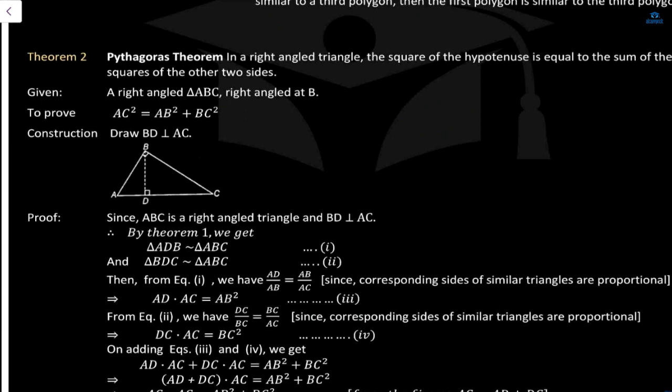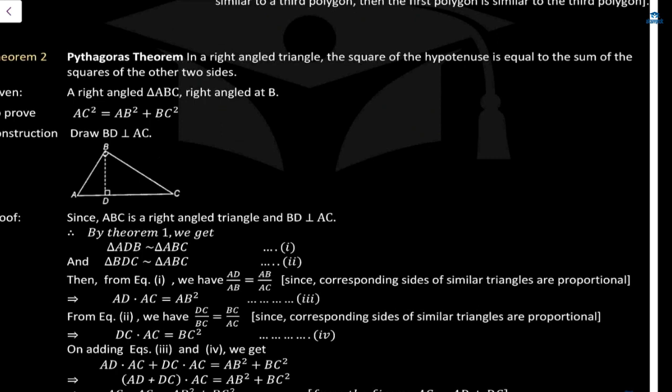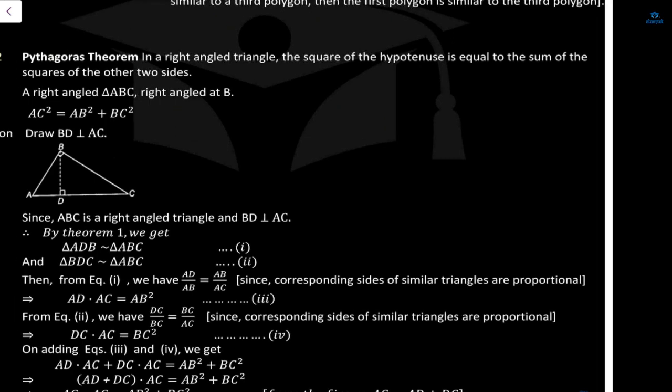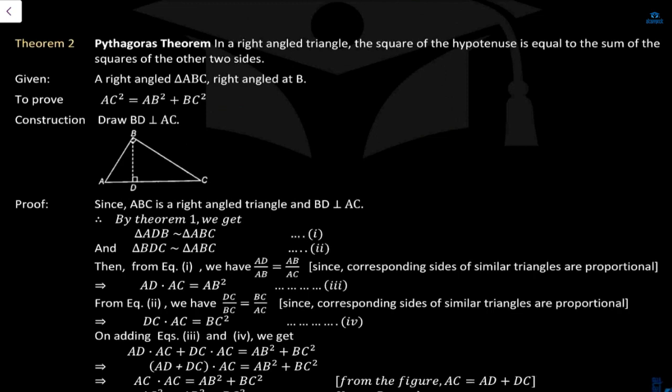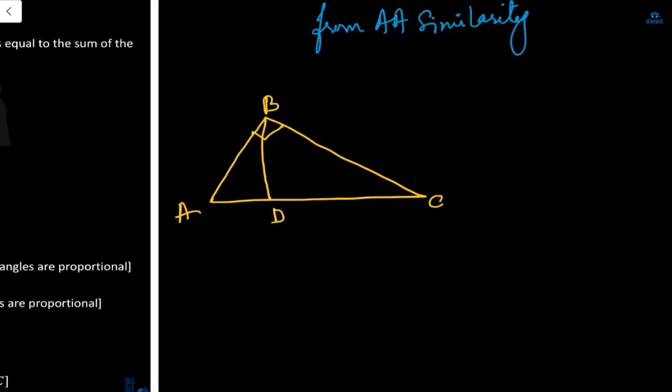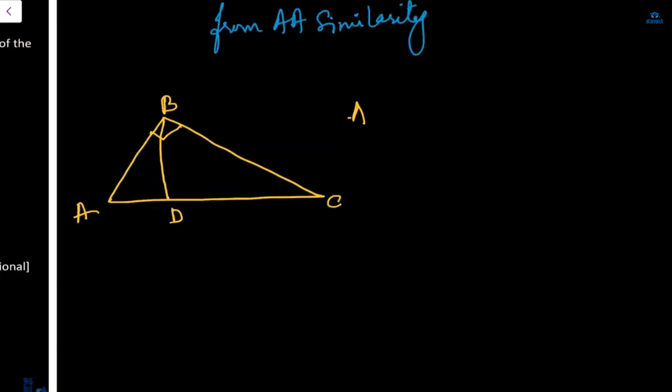So Pythagoras theorem, I think we already know what it is. We apply it in a right angle triangle. The square of the hypotenuse is equal to the sum of the squares of the other two sides. Okay, that means this is a triangle and here AC is the bigger hypotenuse, and this is the right angle. So here we have to prove that AC square is equal to AB square plus BC square.